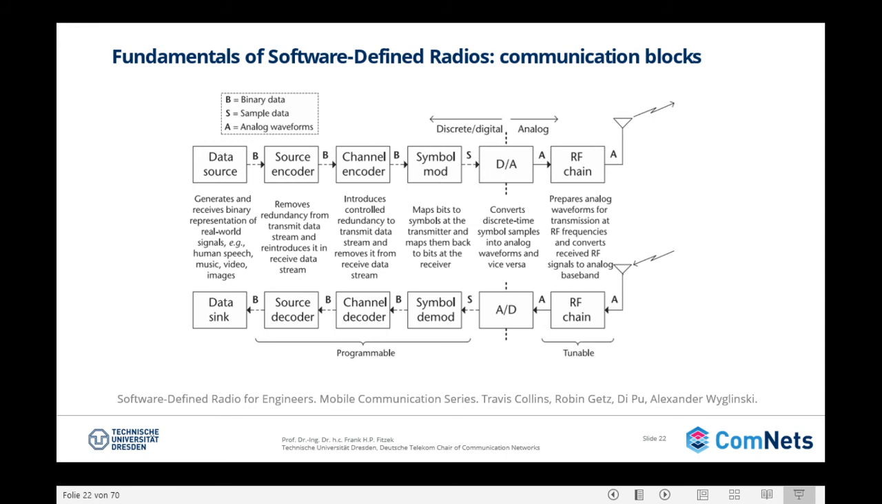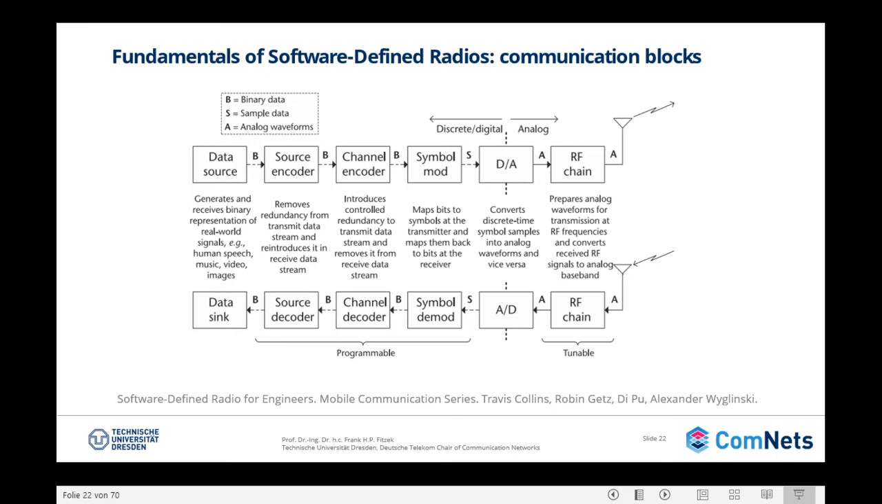And then in the symbol modulation, what we have to do is to map the bits at the transmitter into a carrier signal that is going to be in charge of traveling into the medium. And finally, in order to achieve that this signal travels into the medium, we have to do a conversion from the discrete time samples into an analog waveform, and vice versa on the receiver side.